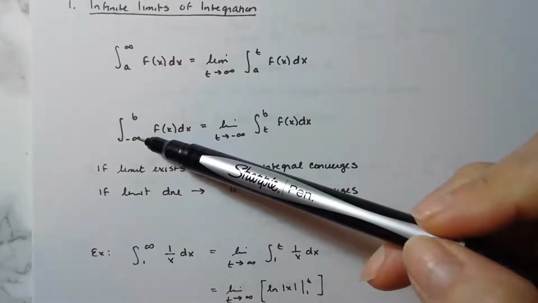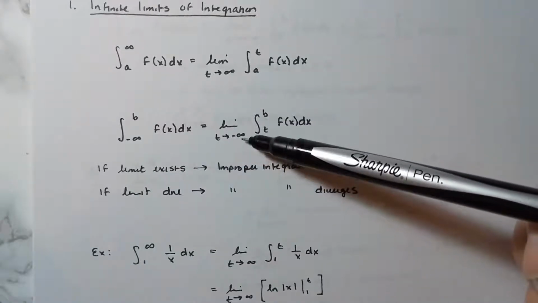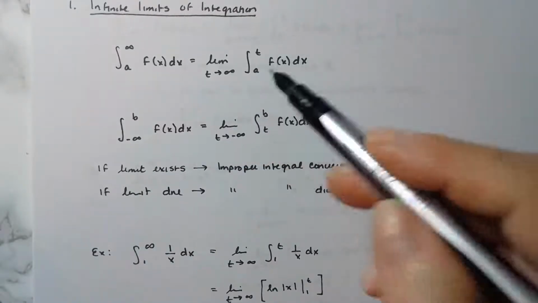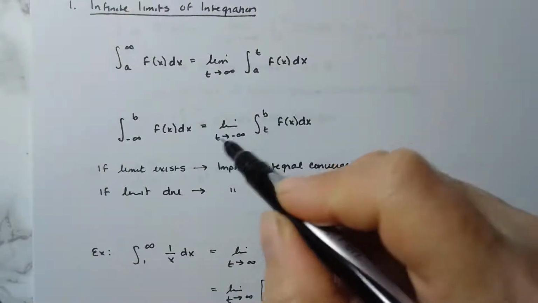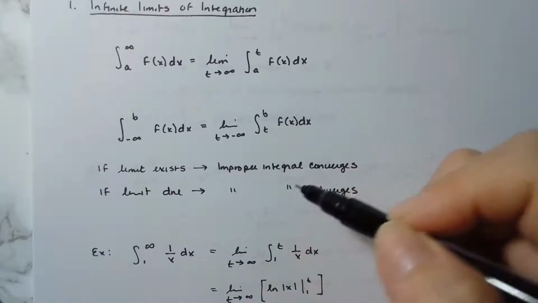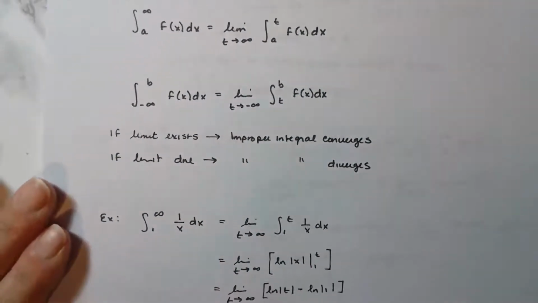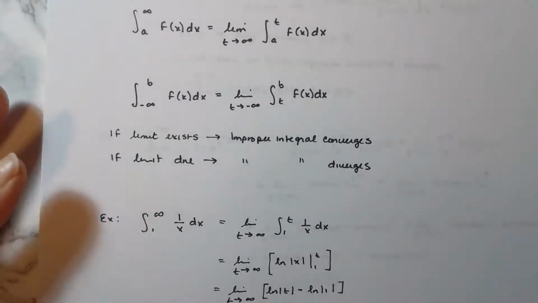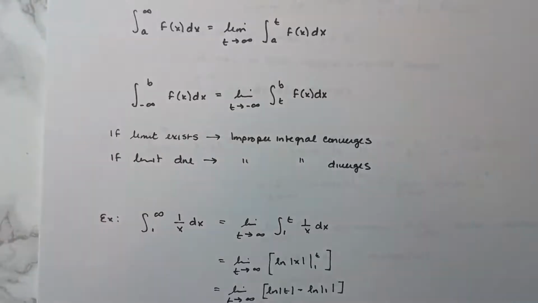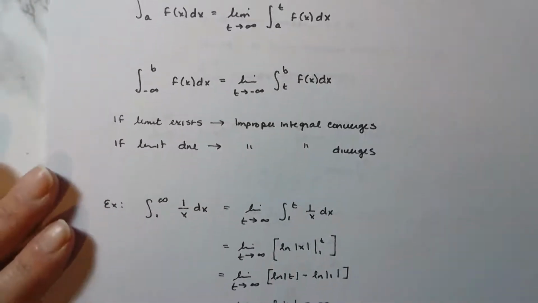Likewise, if the lower bound is infinite, then we take the limit as T approaches negative infinity, and we replace the lower bound negative infinity with that T to B of the function. If the limit exists, the improper integral is going to converge, and if it does not exist, then the improper integral is going to diverge. So that's technically what you're looking for: does it converge or does it diverge?